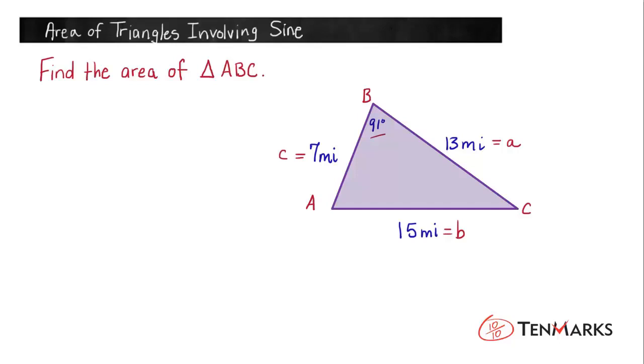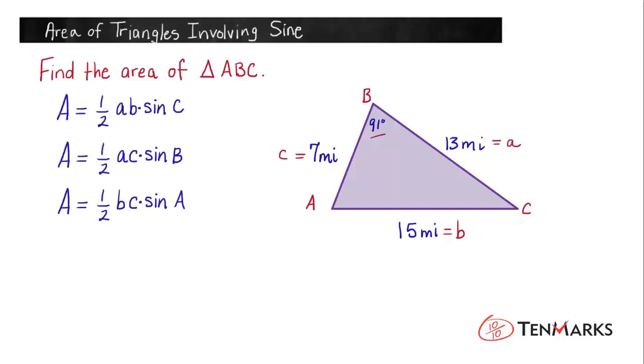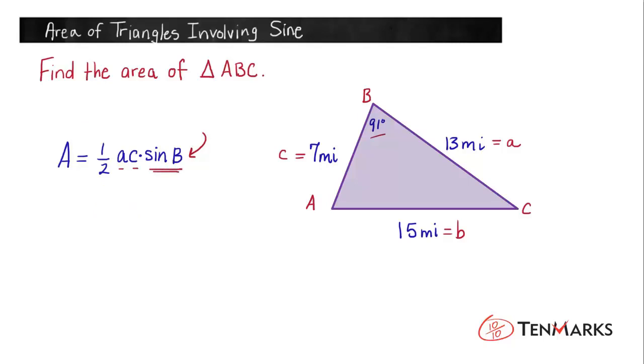Now we have three formulas to consider, and we have to decide which one we're going to use. We have all three side measures, so that's not going to limit us, but we only have one angle measure. So let's choose this formula since we have the measure of side a, the measure of side c, and we have the measure of angle B. We can just plug in the values that we have. We have the area equals 1/2 times the length of side a, which is 13 miles, times the length of side c, which is 7 miles, times the sine of angle B, which is 91 degrees.